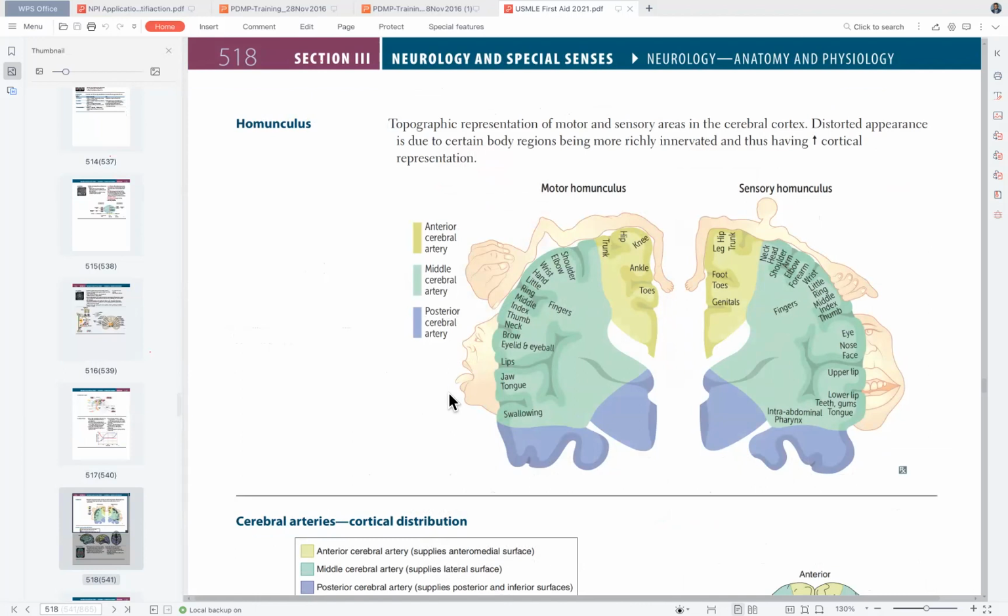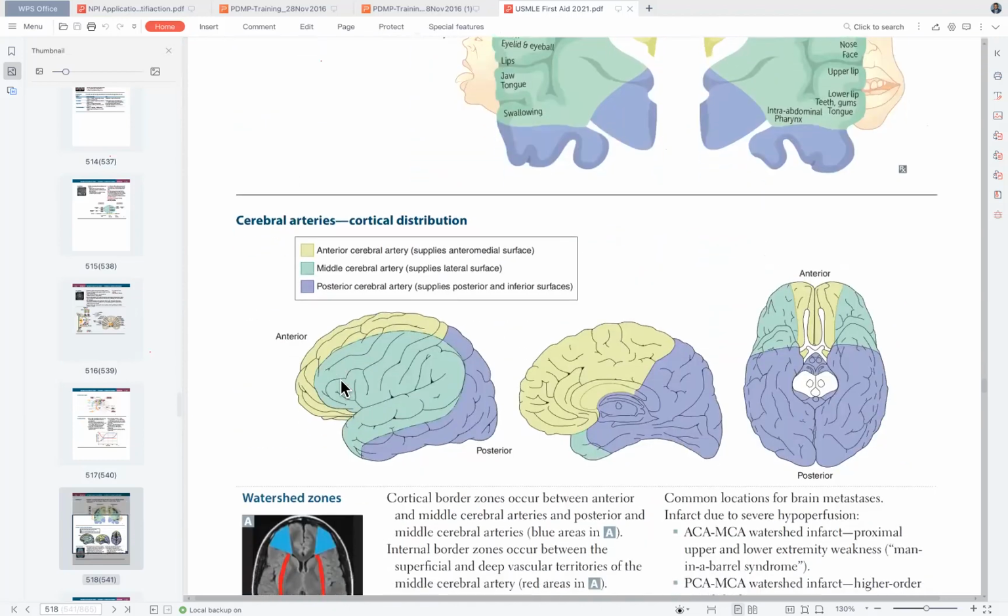You know, when you do the legs and the homunculus. So here the main thing that we have to know is to always remember the homunculus. We put the brain, let me go to the next page.